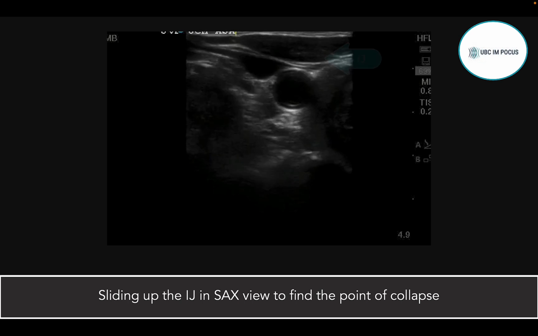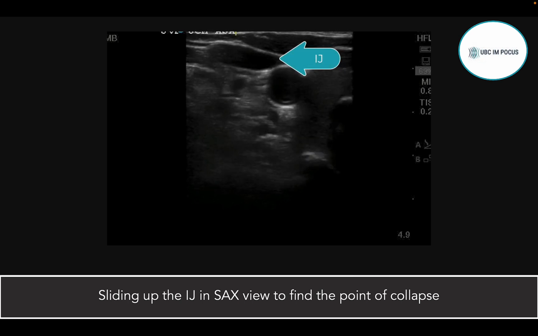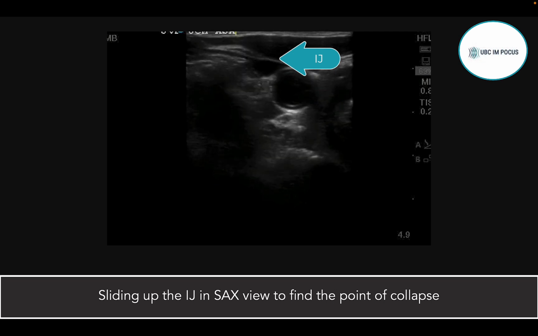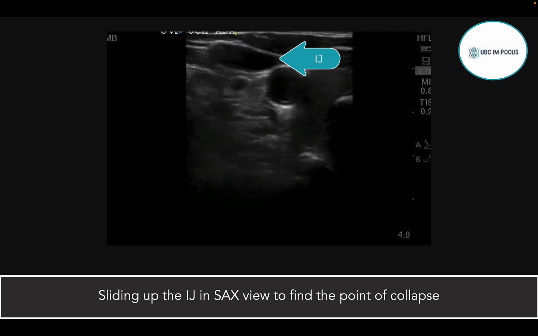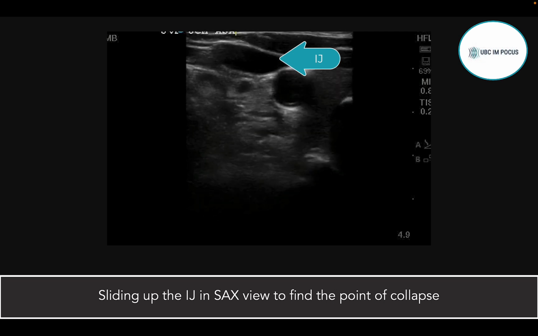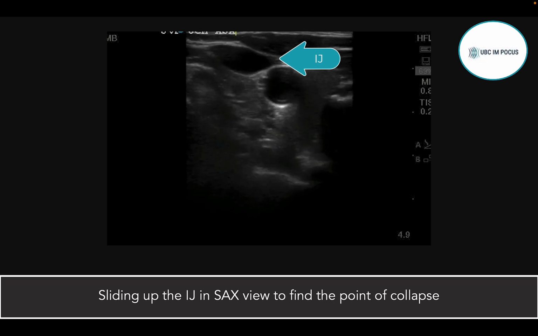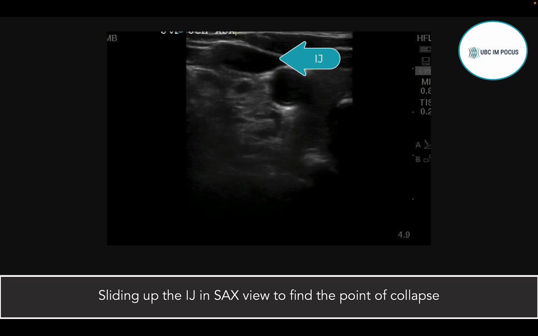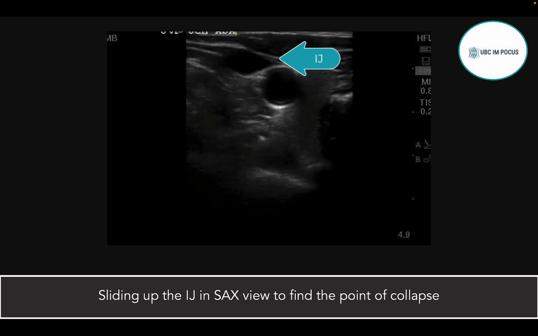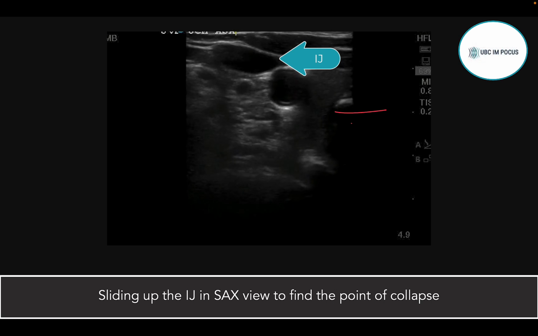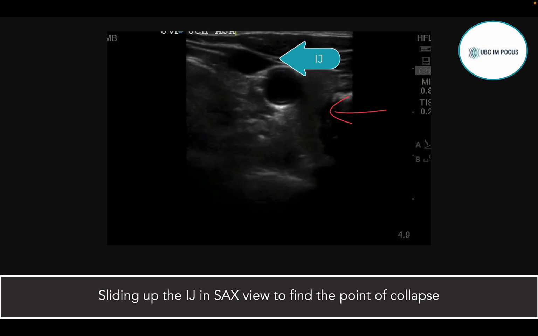Here we see a clip where we're slowly following the IJ up in short axis to find the point of collapse. You can see the IJ size decreases as we follow it up, and it becomes less rounded and more triangular and collapsed compared to the carotid adjacent to it. You also get a nice view of some thyroid here on screen right.